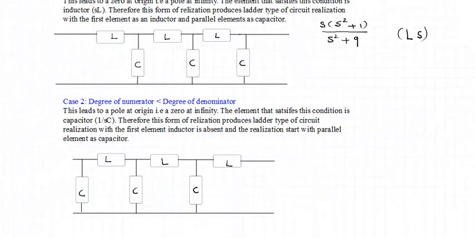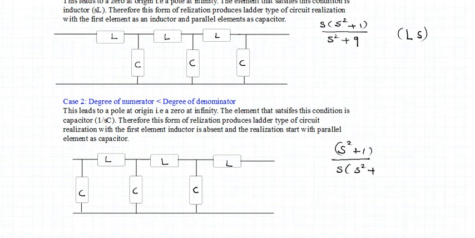Let's just reverse the given function. Then we can say that it belongs to the second category. So let me write the transfer function as (s^2 + 1) divided by s(s^2 + 9). This is the system function which satisfies the condition that the degree of the numerator is less than the degree of the denominator.